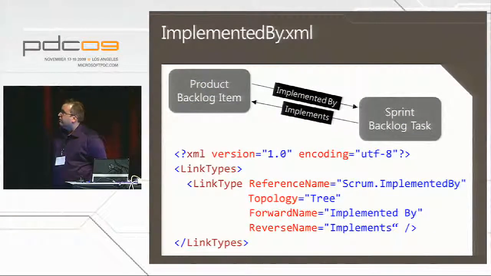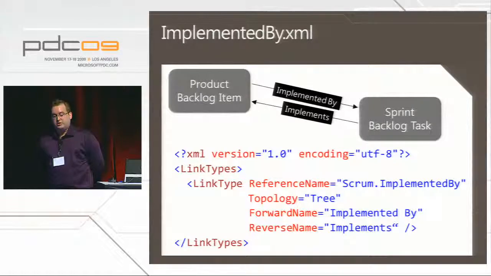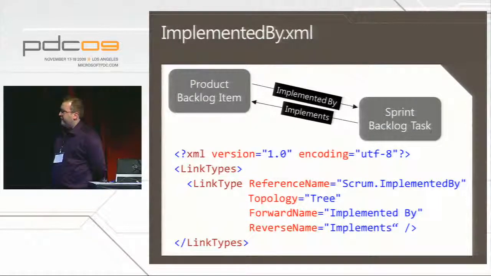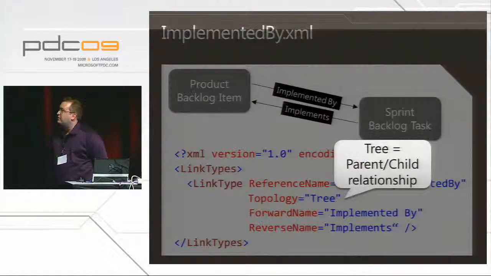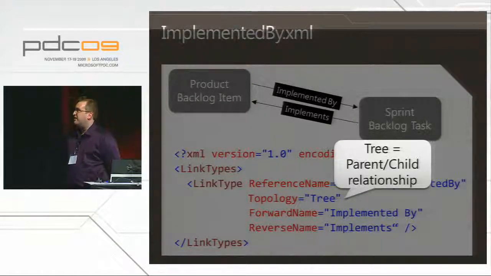So let's look at one of those, the implemented by link type. Simon showed earlier, the product backlog item is implemented by a sprint backlog task. Obviously, that's bidirectional as well, so that implements a product backlog item. I've put the XML up there from the link types, not very interesting. The topology is tree. Tree implements a parent-child type relationship. You can have a directed network that allows for a relationship between link types.